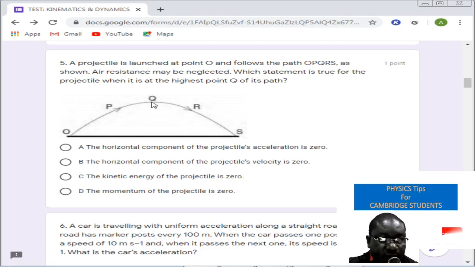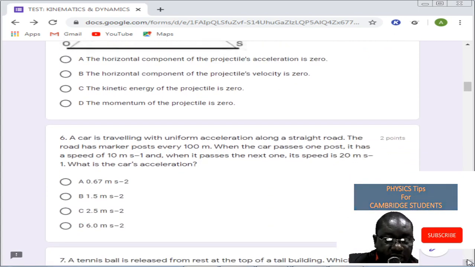Number 6. A car is traveling with a uniform acceleration along a straight road. The road has marker posts every 100 meters. When the car passes one post, it has a speed of 10 meters per second. And when it passes the next one, it has a speed of 20 meters per second. What is the car's acceleration? This one, I think we need to work it out.